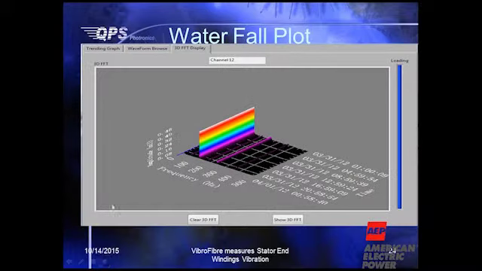A waterfall plot indicates over a period how consistent these signals are. You can see the 2 times line very clear, and then 240. There is a tiny trace of harmonics. All of these indicate looseness.